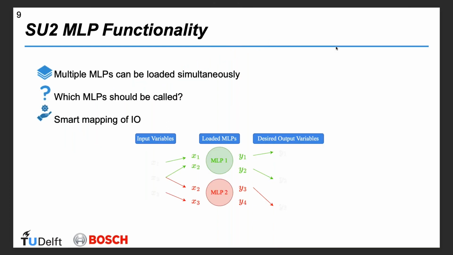Now, as I said, you can load multiple MLPs simultaneously. But how does SU2 exactly know which MLP should be called when, especially if you have MLPs with some of the same inputs and outputs? In that case, I implemented something that's called smart mapping, which basically circumvents the need for hard coding, making it more user-friendly.